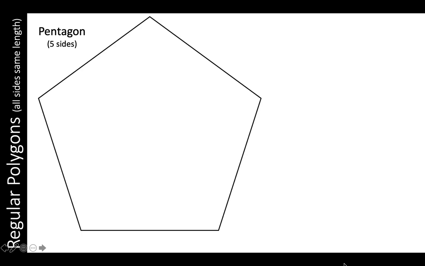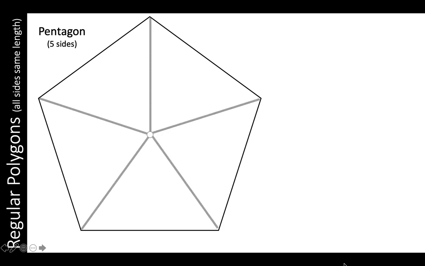Now, there are a couple different ways that we could do this. And what we're going to do now is investigate the interior angles of this pentagon. So I found the center point, and I'm going to draw a line to each of the 5 vertices, each of the 5 corners. And what we get are 5 triangles, 5 congruent triangles. And what I mean by congruent are they're all identical, they're all exactly the same.